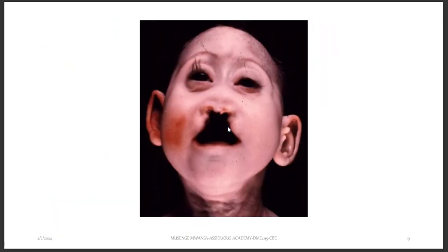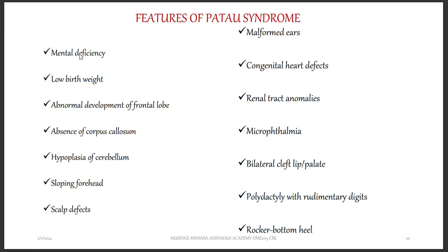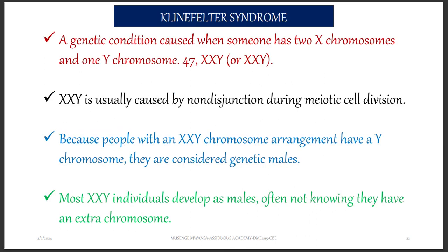So one common thing that you'll be able to see is a cleft palate. So you can see a big cleft here. Okay, so some common features: mental deficiency. Almost all these trisomies, there's going to be mental retardation. Low birth weight, abnormal development of the frontal lobe, absence of corpus callosum, hypoplasia of cerebellum, sloping forehead, scalp defects, malformed ears, congenital heart defect, renal tract anomaly, microphthalmia, okay, bilateral cleft, and these other conditions. So you can also see polydactyly. You'll see an extra digit. Instead of having 5, you're going to see 6 digits.